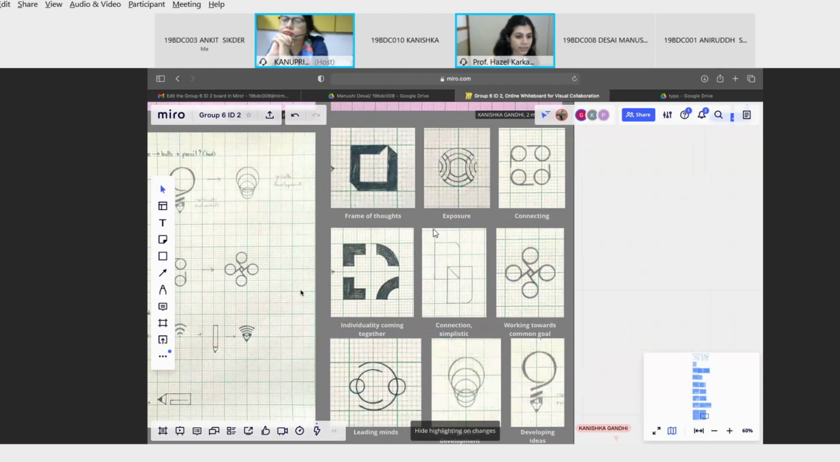I think the individuality coming together is also interesting, and I see how the frame on the left side starts to look a little bit like HDFC. And sometimes tiny things make a form less recognizable in terms of what you associate it with.